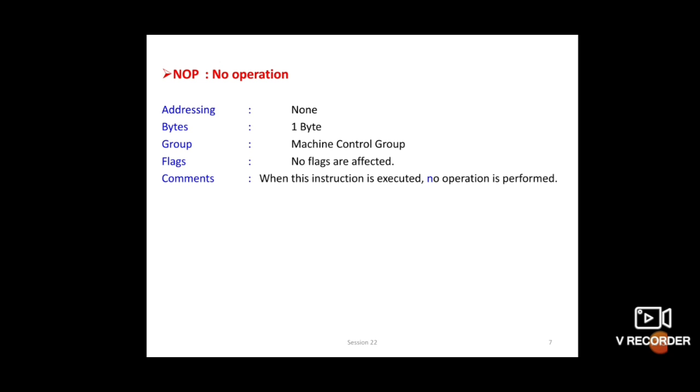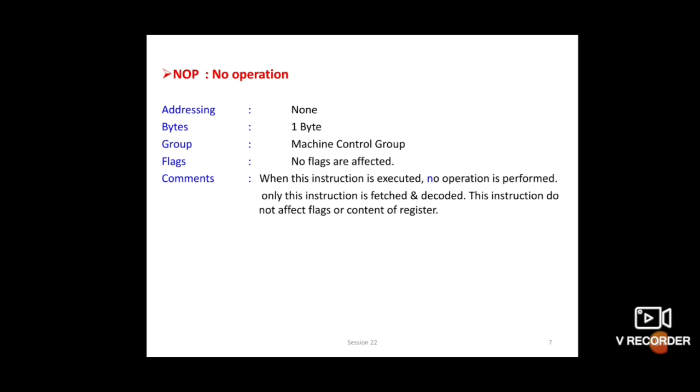In a program we use loop instructions and we want to generate a delay, so this instruction is used for time delay. When this instruction is executed, no operation is performed, it is only fetched and decoded, and it does not affect flags or register contents. So it is only used as a time delay instruction.